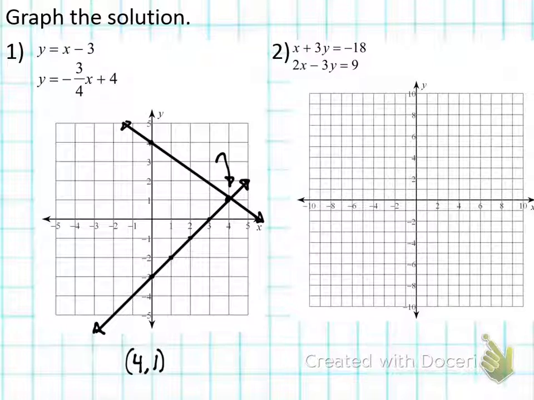So what did I do? First thing I checked, it was in slope-intercept form, it was already. Then I graphed each line and found where they intersect. That's where your solution is. (4, 1).